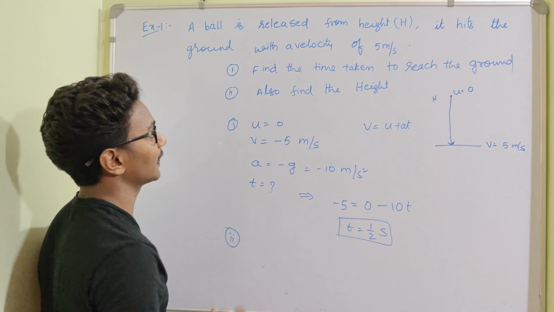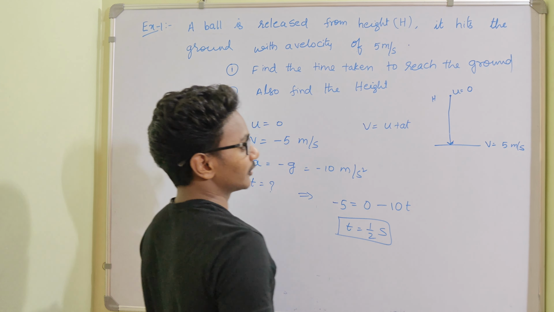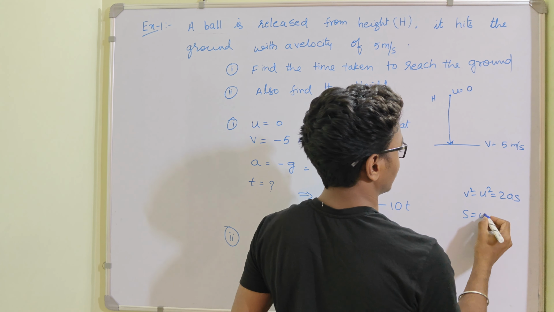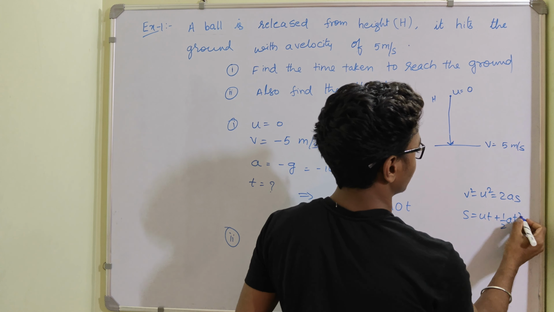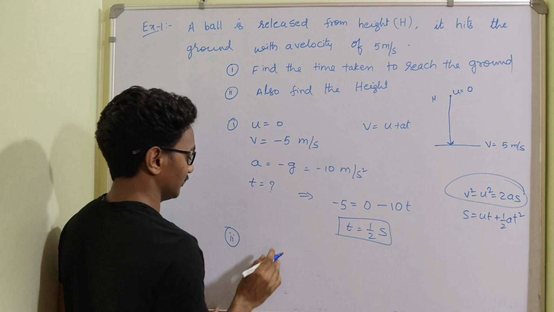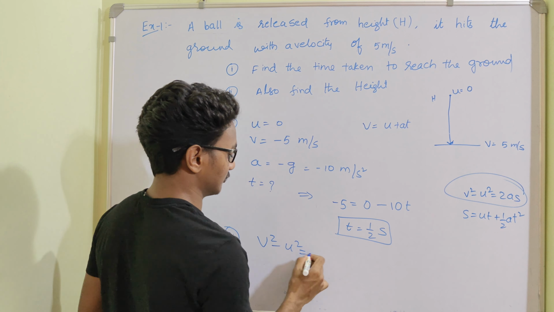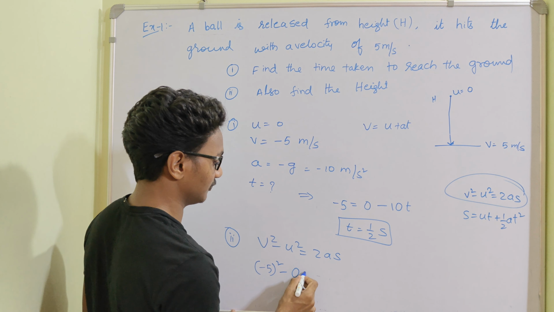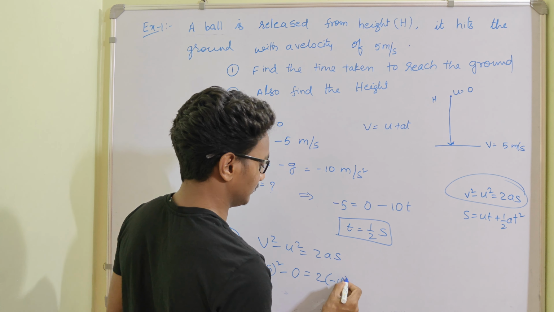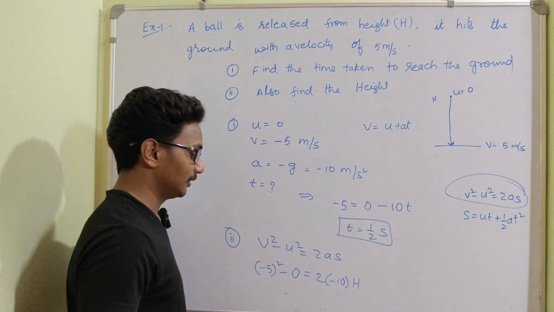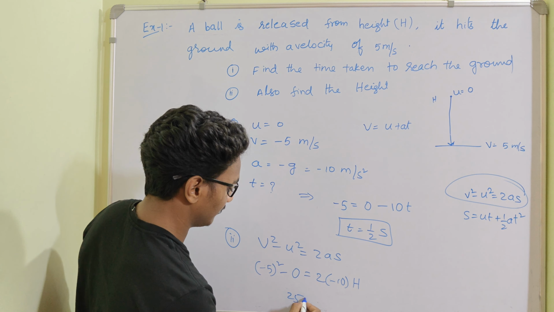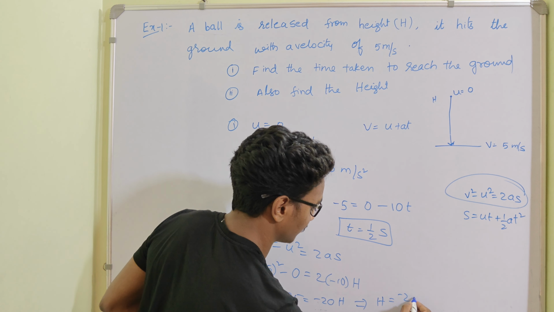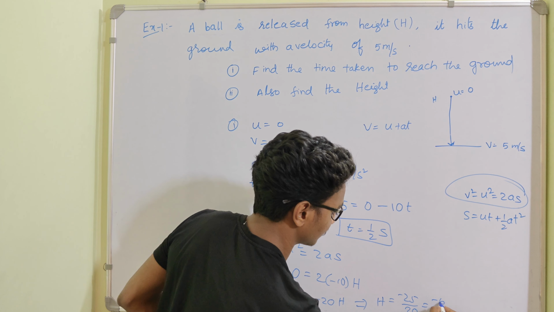The second part, find the maximum height. To calculate maximum height, you can use this formula or this formula. That's your choice. I go with this. v square minus u square equals 2as. v is minus 5 whole square. u is 0. a is minus 10. s is h, height. 5 square is 25. This is minus 20h. h is minus 25 by 20. That is minus 5 by 4.